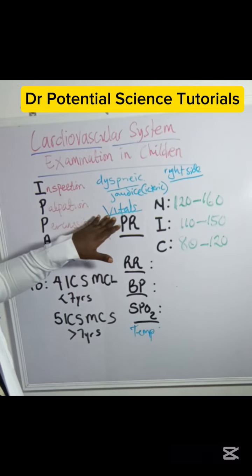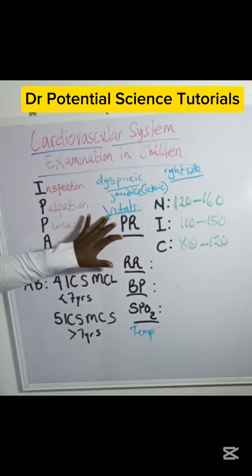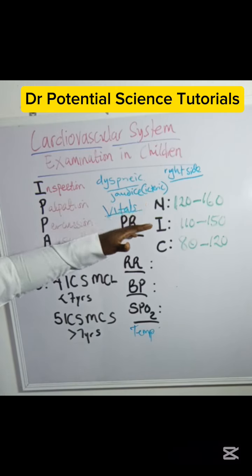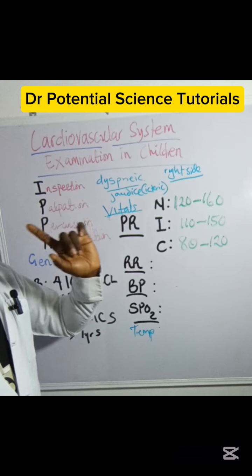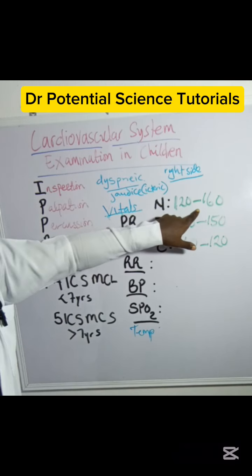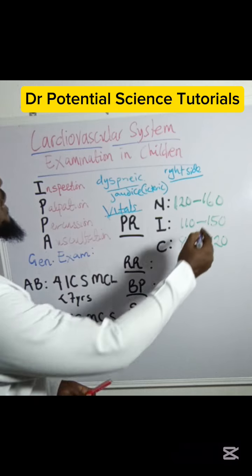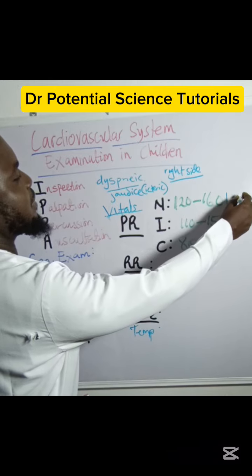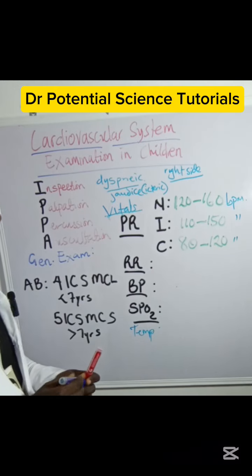So by checking the vitals, we start with the pulse rate. The pulse rate in neonates. Neonates are children within the first 28 days of life. It is usually between 120 to 160 beats per minute. Beats per minute. That's in neonates.